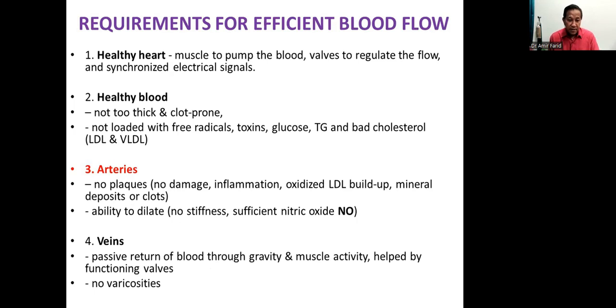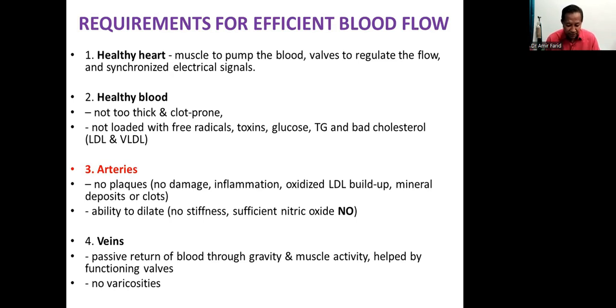Lastly, would be the veins that bring back the blood. The return of the blood is passive. We only have one pump that pumps the blood from the heart to the organs and tissues. There is no return pump. Okay, so the return is passive through gravity from the parts that are above the heart. It will just come down by gravity.